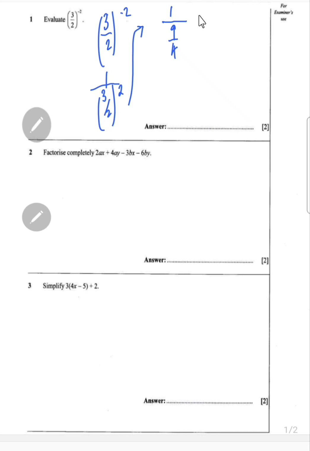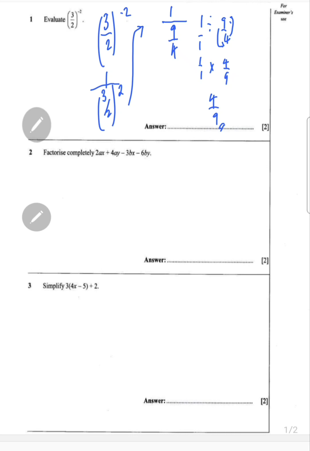So you have 1 divided by 9 over 4. You write this one as a fraction, so we have 1 over 1 times, the division changes to times, and these numbers you have to flip, we have to swap. So we have 4 over 9. So 1 times 4 is giving us 4 over 9 as the answer.